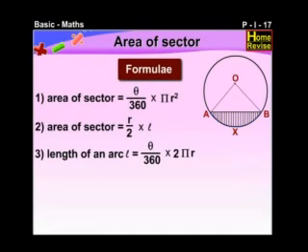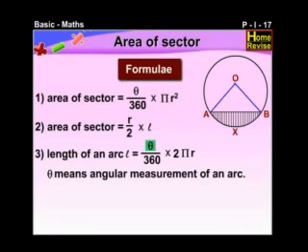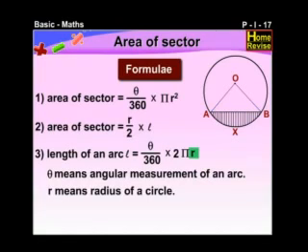Third formula, length of an arc L is equal to theta upon 360 into 2 pi r. That means 2 pi r means circumference of a circle. Now see here, in this formula, theta means angular measurement of an arc, r means radius of a circle.